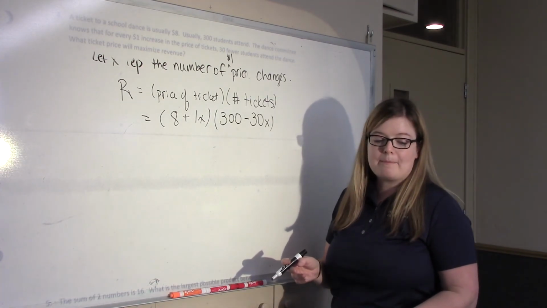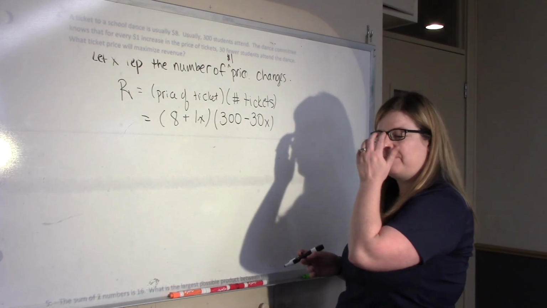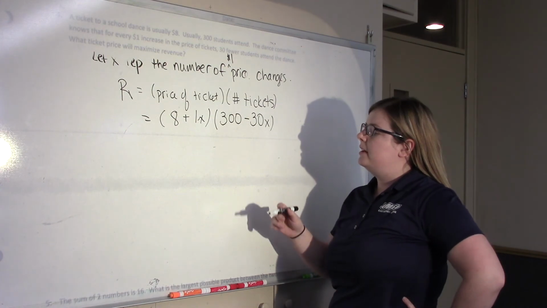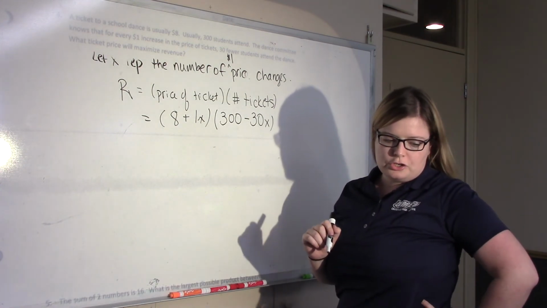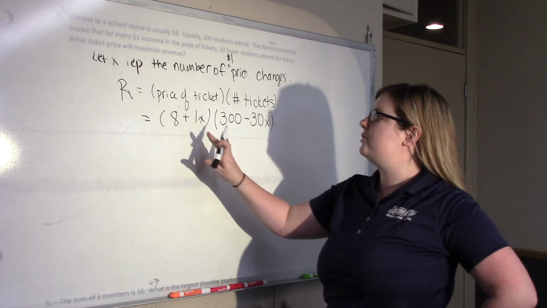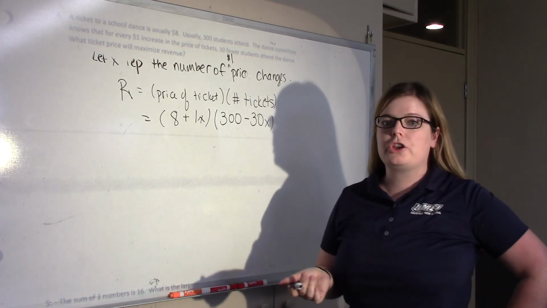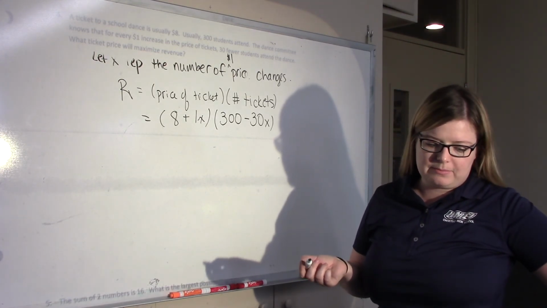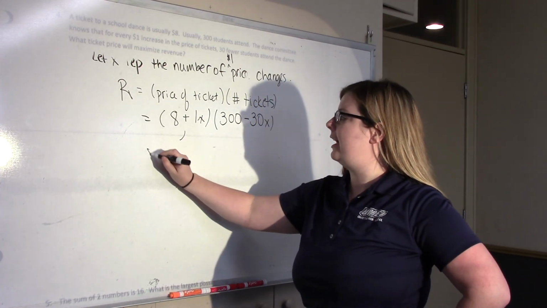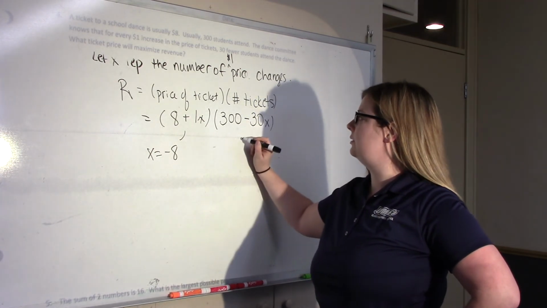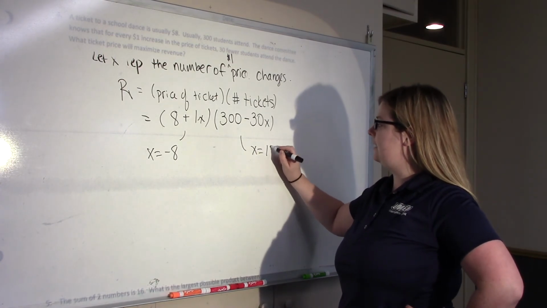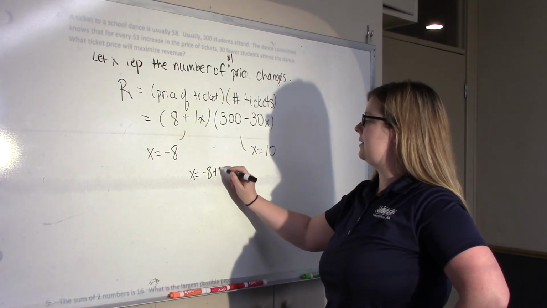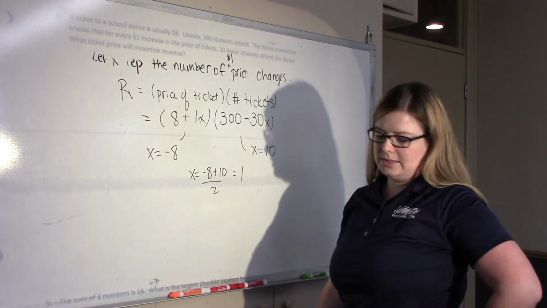Now we want to maximize revenue. So we go through and find the maximum, the vertex of this function. You have a couple ways of doing this. Either you can find the zeros from this form, or you can expand this and then do minus b over 2a. I just found the zeros and then averaged them. So here we have x equals negative 8 as this zero, and here we have x equals 10 as this zero. So the average of minus 8 and 10 is 1.